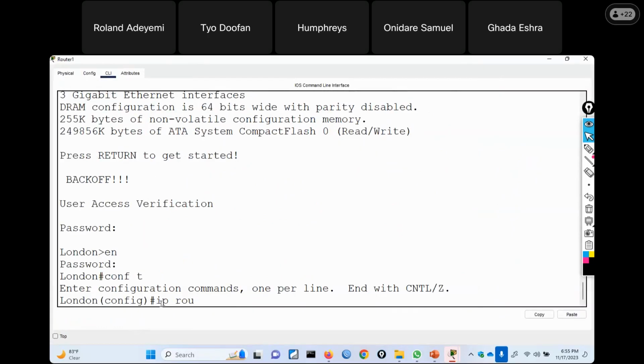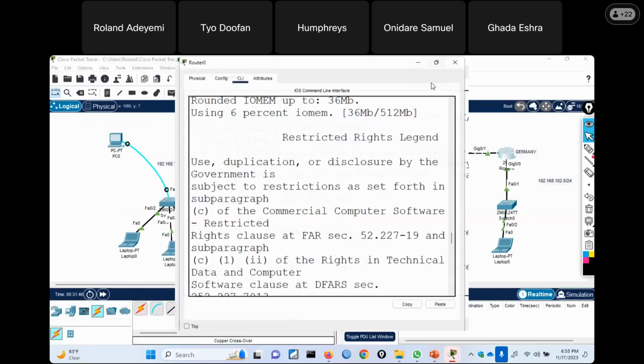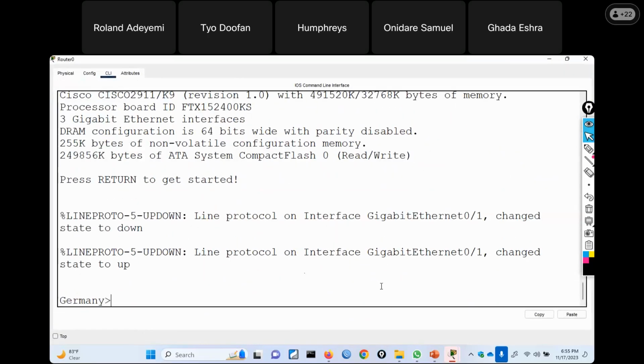IP route 192.168.102.0 subnet mask. Then the exit 192.168.103.1. That is the next router. That's the IP address of the Germany router. We hit enter. We go to the other router and do vice versa. Ideally, we're supposed to do it for the two networks on this side.